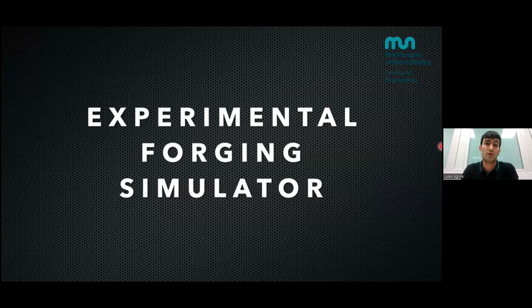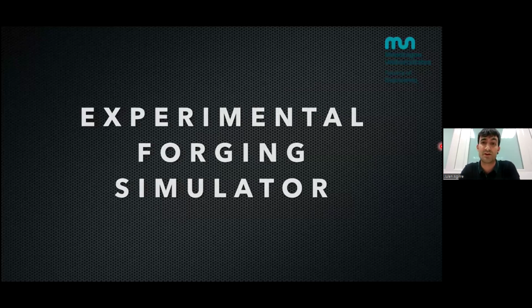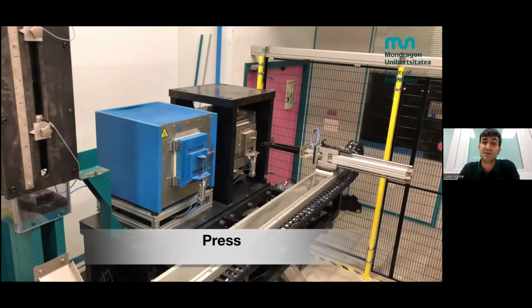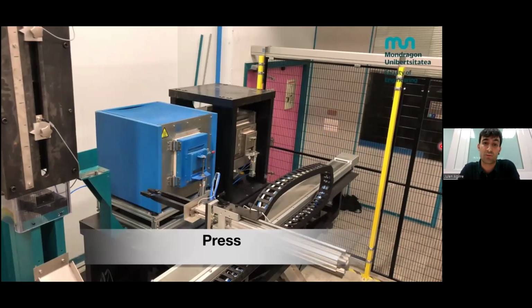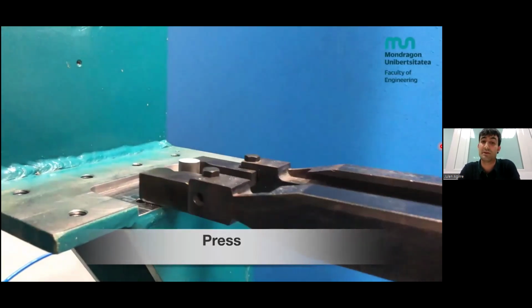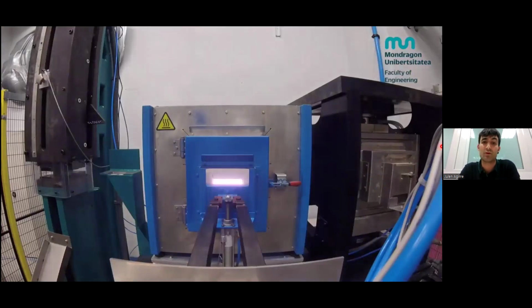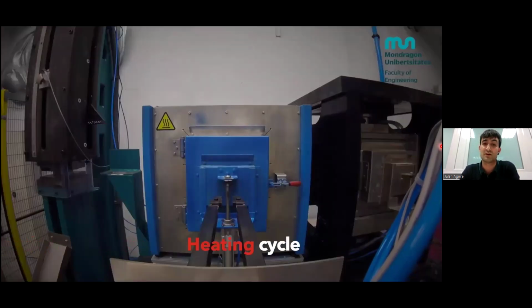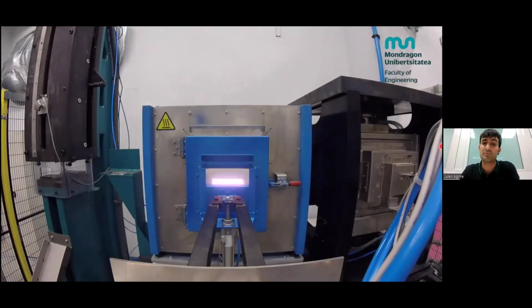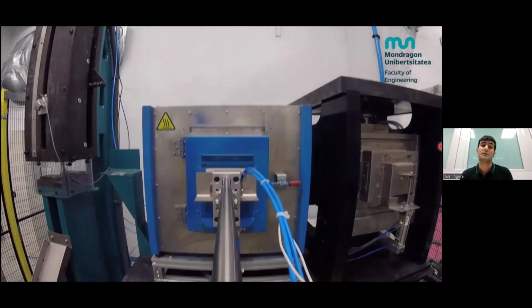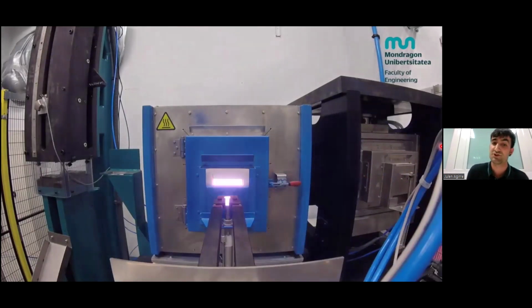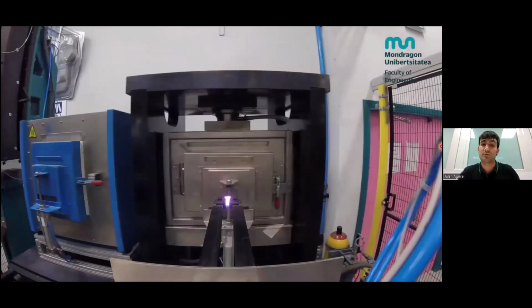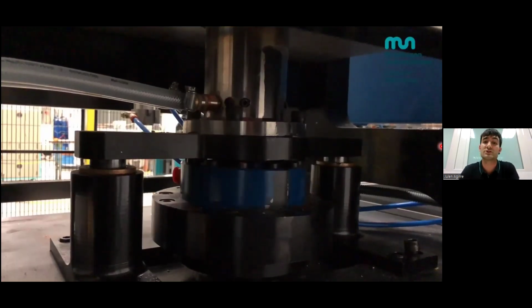Now I will show how this machine works with this video. As you can see, the machine is fully automated, which increases repeatability. It picks the sample, moves it to the principal furnace for heating to the testing temperature, and then it automatically moves to the testing position, in this case the isothermal hydraulic press for low strain rate testing.